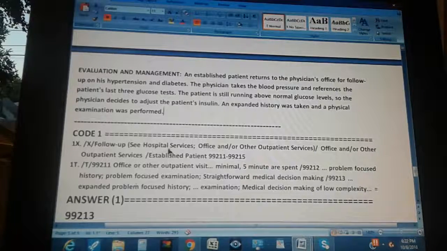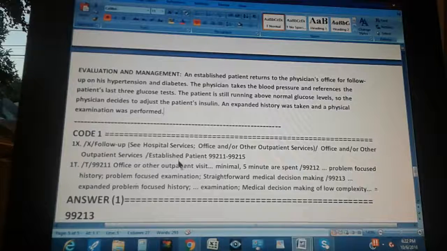Okay? So there's only one code, and the code is found through the index like this. First you go to the index. Then you go to follow-up. In brackets, it shows you see hospital services and office and other outpatient services. Right. So you go to office and other outpatient services. Go there. And then you choose from that.